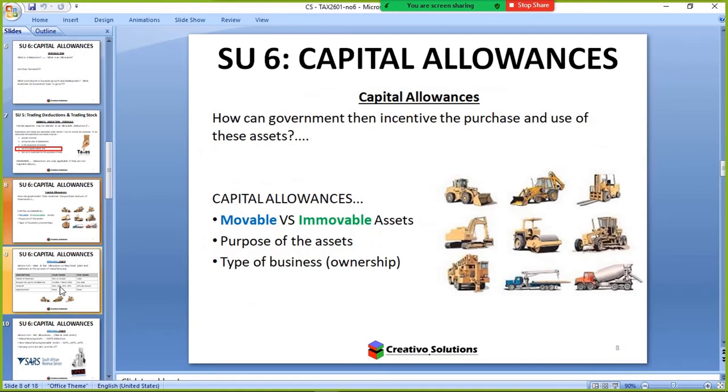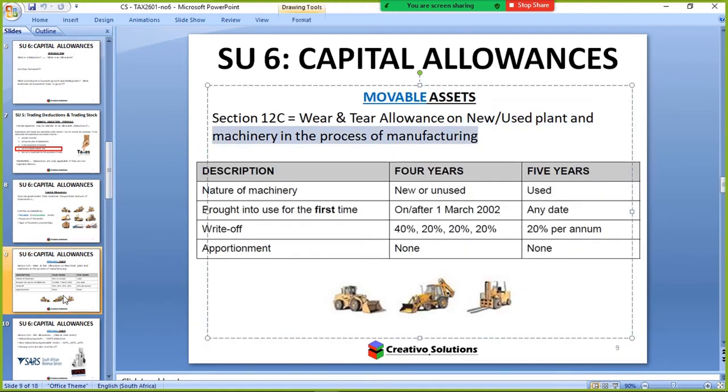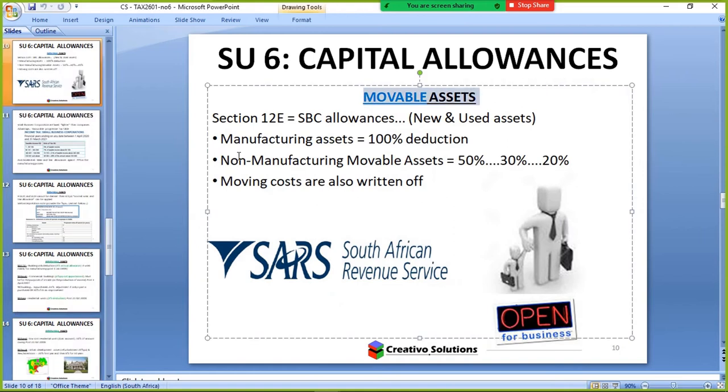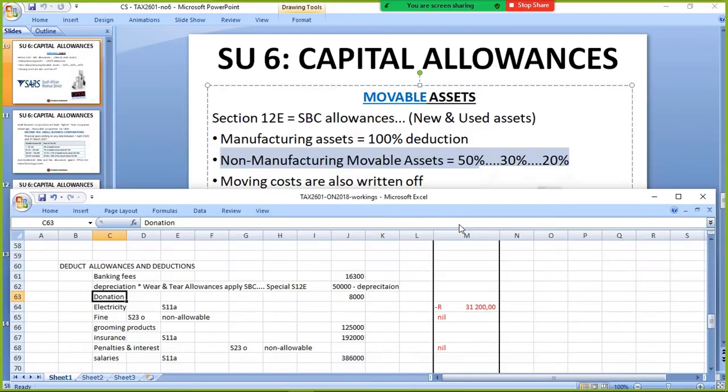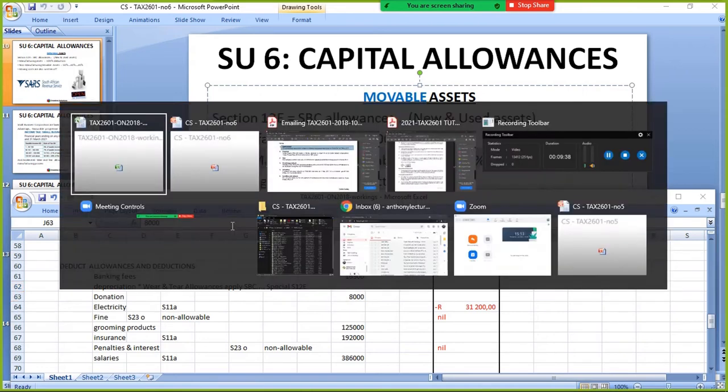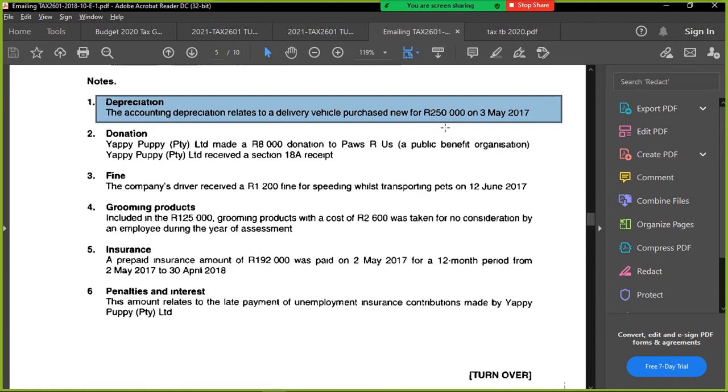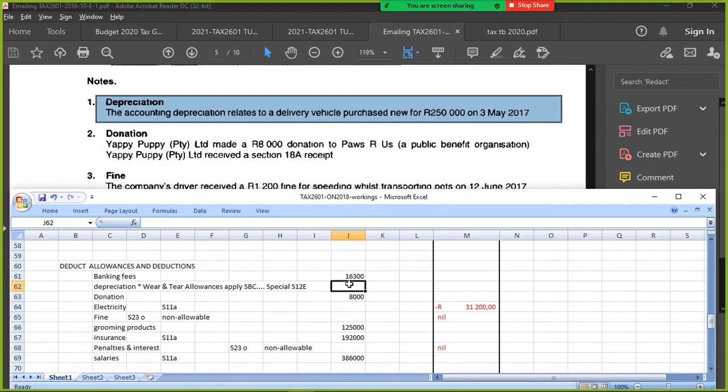Where are we? Here. All right. Production? No. Movable? Yes. Manufacturing? No. Non-manufacturing? Yes. Do you see that? Yes. Okay. What was the amount? 250,000. Happy with that one? Yes.